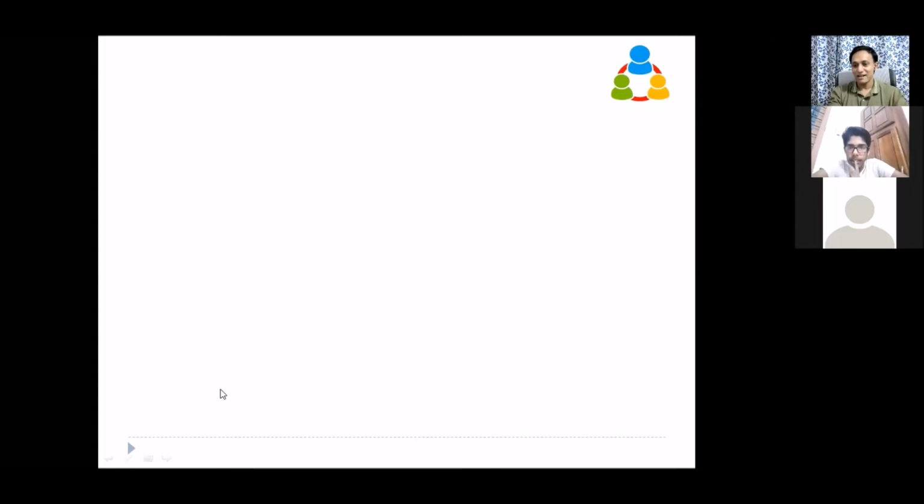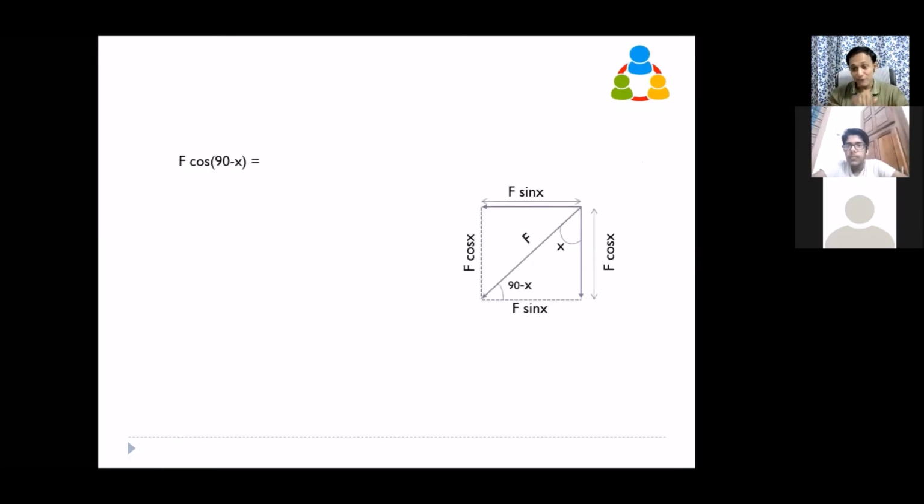Yeah, okay. So now, getting back to this business, if this is x, this is 90 minus x. What is f cos of 90 minus x? f sin x. That is this. So this 90 minus x, you think it is A. Assume this angle is called A. So we are asking what is f cos A? That is this. Everyone get it?